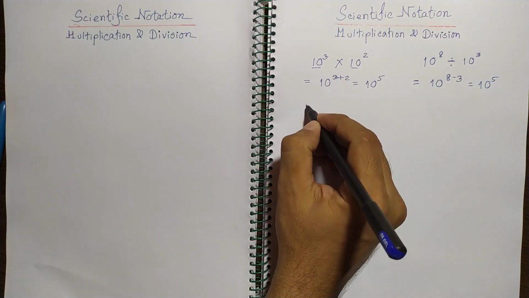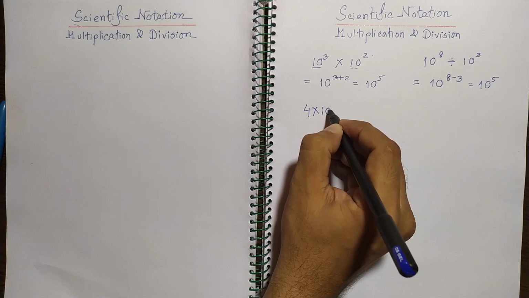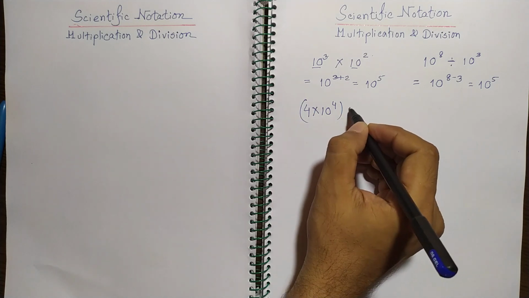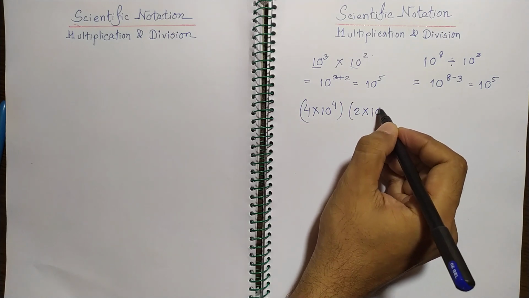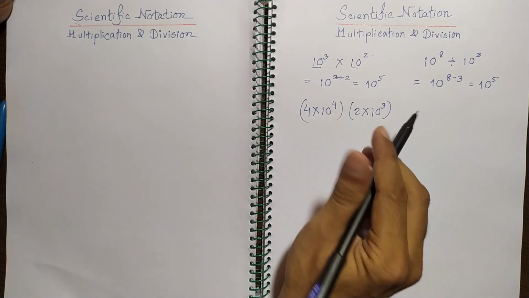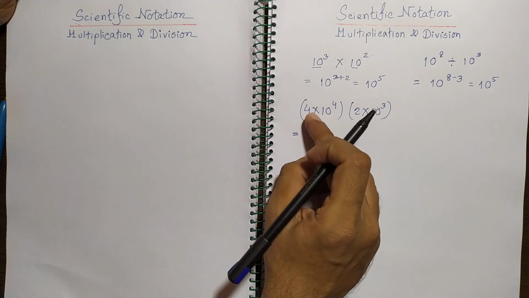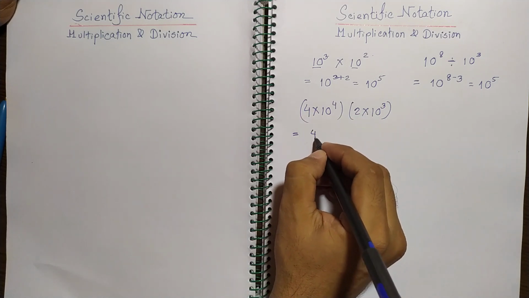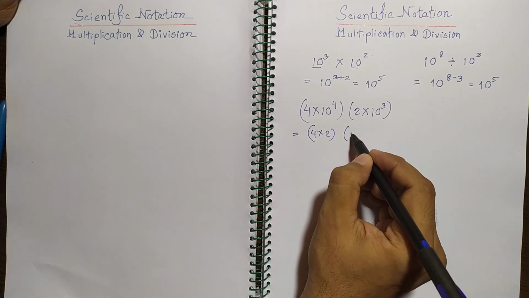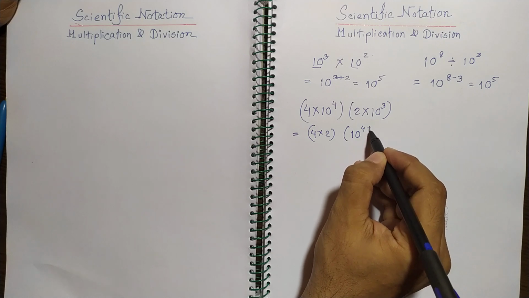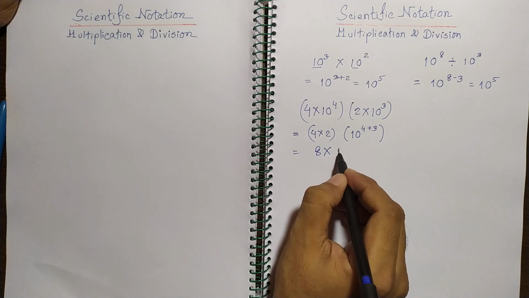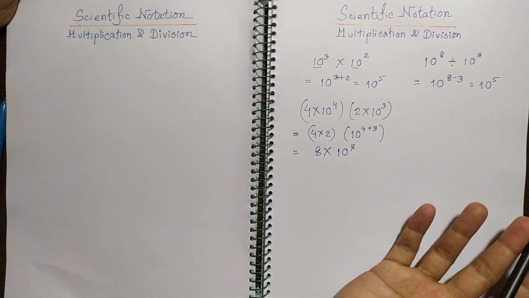Think about 4 times 10 to the power 4 multiplied by 2 times 10 to the power 3. Now you see simply that here we need to multiply this number with this. So what are the coefficients? 4 and 2. At first we'll multiply 4 times 2, that is 8, and then we'll add the exponents, so it would be 8 times 10 to the power 7.